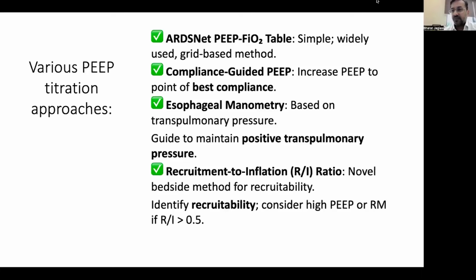So this was about it. But there are different ways to identify the PEEP. Either we simply follow that chart, or we do a compliance-guided PEEP, that is, increase PEEP to the point of best compliance, or we do esophageal manometry based on the transpulmonary pressure, which guides us to maintain positive transpulmonary pressure, or there's a novel bedside method, the recruitment-to-inflation ratio, which tests for recruitability, and we consider high PEEP and recruitment maneuvers when the recruitment-to-inflation ratio is more than 0.5.